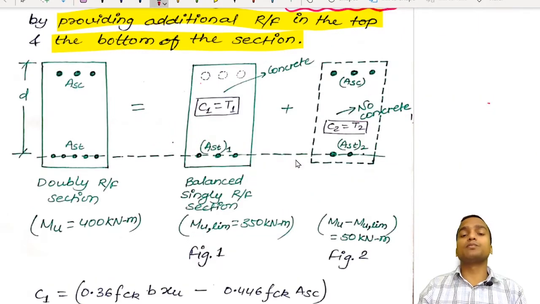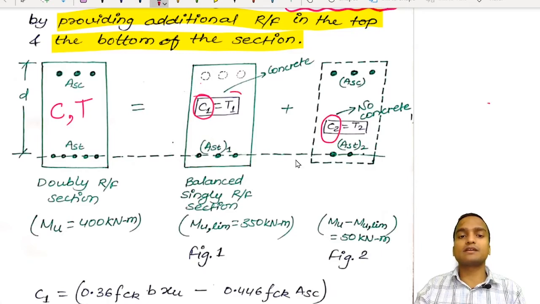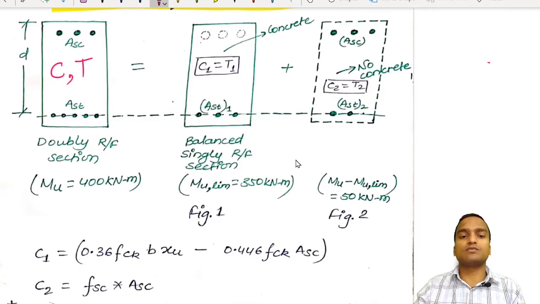Now we have to calculate compressive force as well as tensile force on doubly reinforced section. For that we have to calculate the individual values of C1 and C2 as well as T1 and T2. So let us calculate the values of C1 and C2. We have seen the value of C1 in case of balanced singly reinforced section is equal to 0.36 FCK B XU as per the IS code.